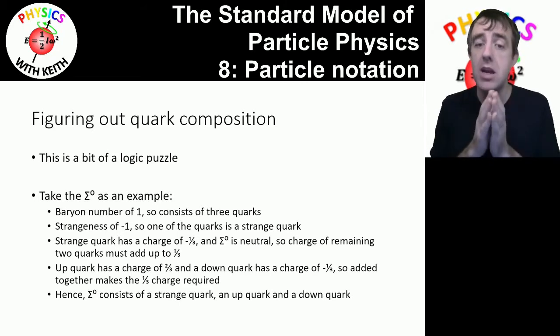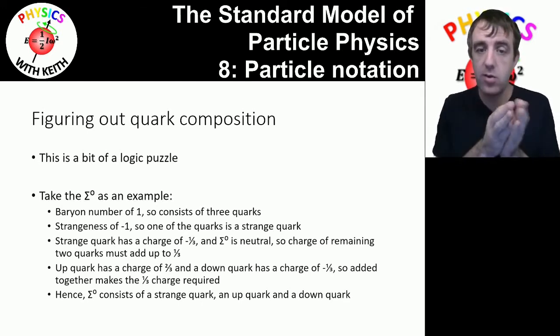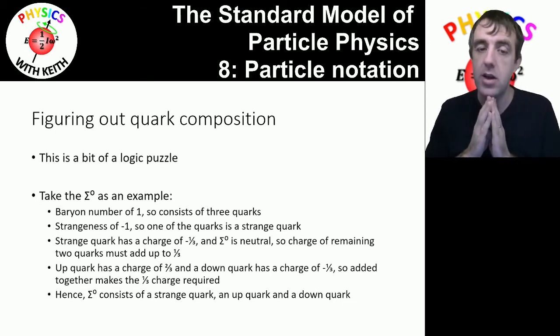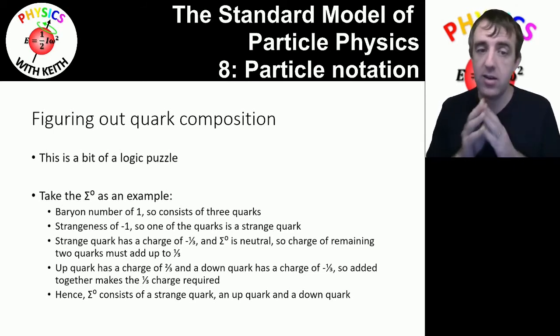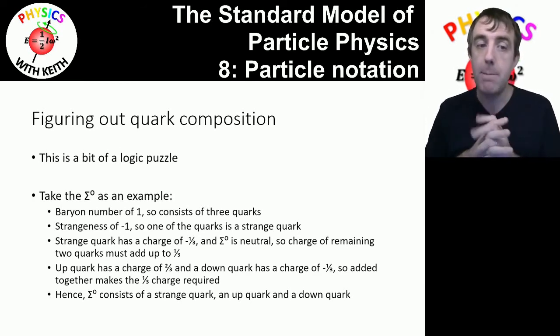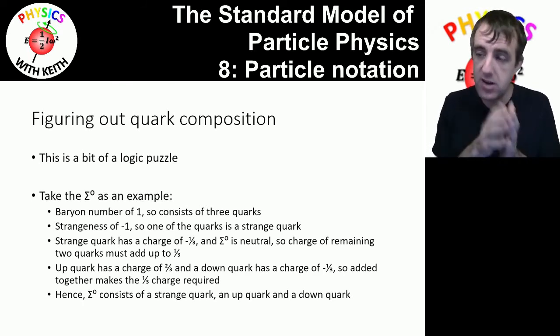So that means the remaining 2 quarks has to have a charge that adds up to 1/3 to balance it out. Now, the only charge we've got to play with is a 2/3 charge or a -1/3 charge. That's the up quarks and the down quarks, respectively. We can't put anti-quarks into this because it's a baryon and it contains 3 quarks. So we need to have an up quark and a down quark. So when you add 2/3 to -1/3, you get 1/3, which is what we needed. So the sigma 0 baryon contains a strange quark, an up quark, and a down quark. We've used logic to figure that out.